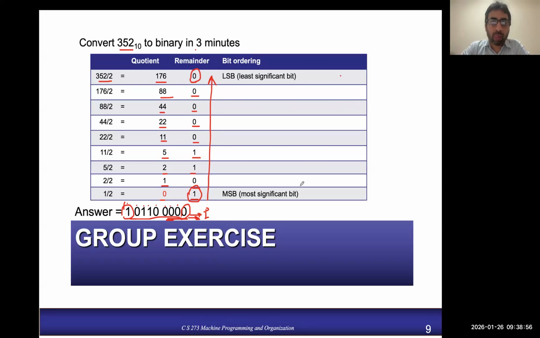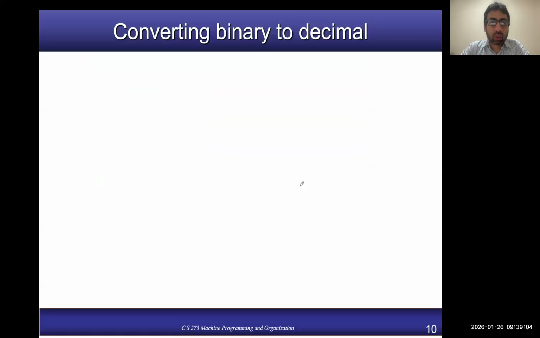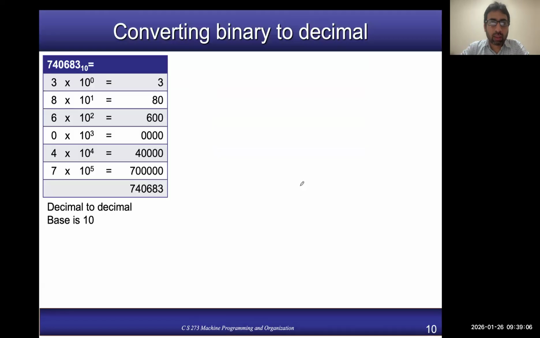Any confusion? No? Okay. If no question or confusion, then let's continue. Now, let's see how we can convert binary to decimal form. Previously, we saw how we can convert decimal to binary form. We have seen this example already, but let's go through another example again.